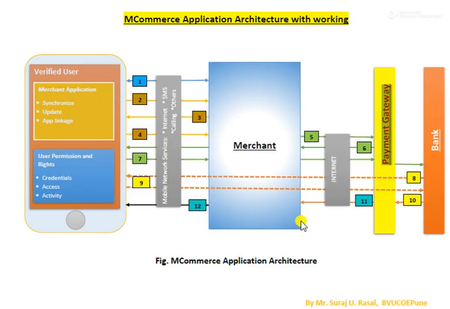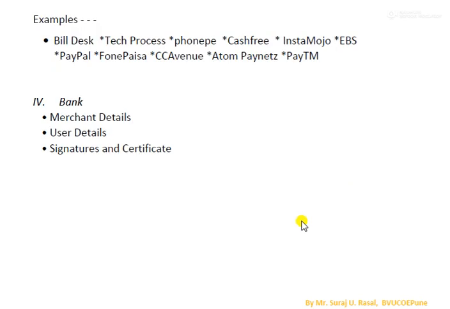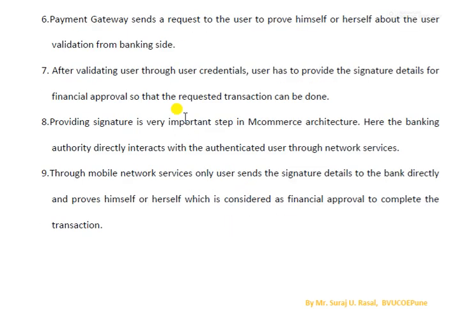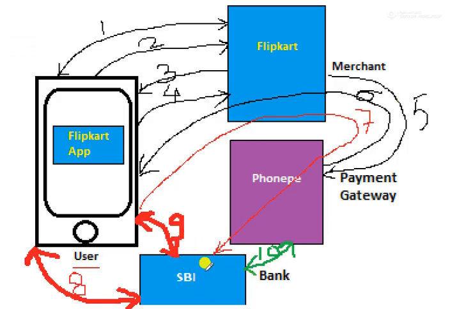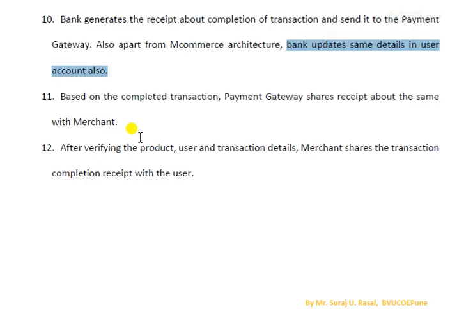Now here, if you see this statement, apart from the m-commerce architecture, the bank updates the same details in the user account also. So this is the bank's part: the bank will update the same details within itself, that is, the same amount will be deducted within the user's account only. This is the meaning behind it. There is no complicated meaning, so don't get confused.